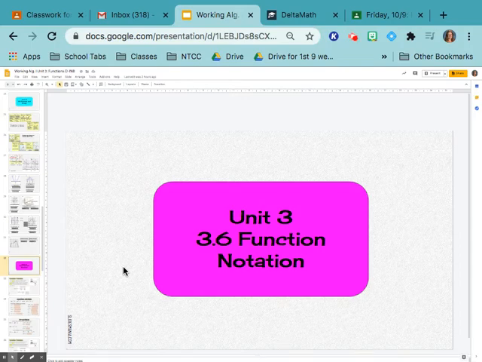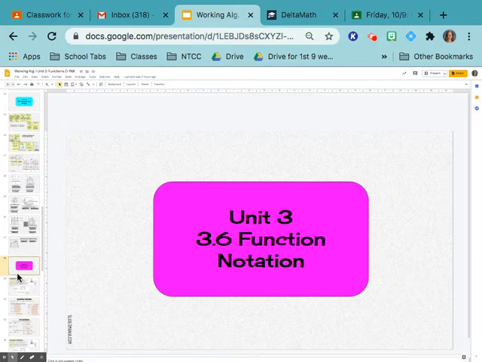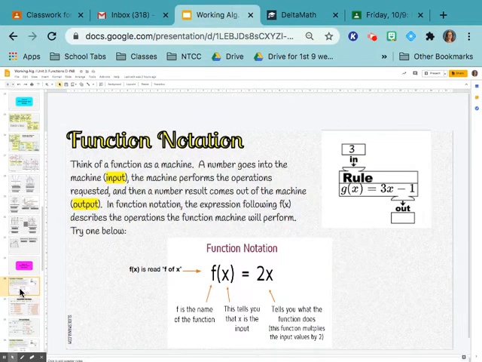We are going to learn about function notation today. So we are on slide 32, and we are going to go on to slide 33, where we're actually talking about what function notation is. Think of a function as a machine. A number goes into the machine, which if it goes in, that's an input. The machine performs the operations requested, and then a number result comes out of the machine, or the output.